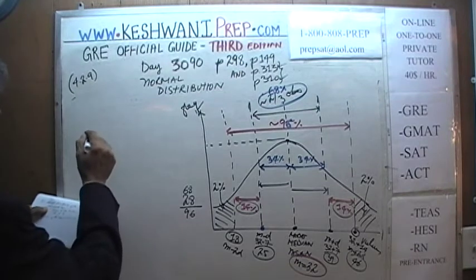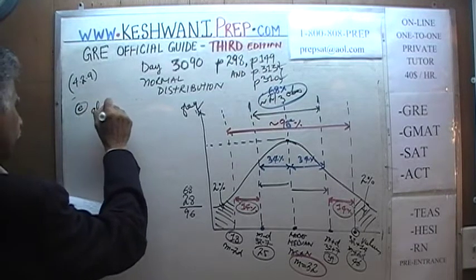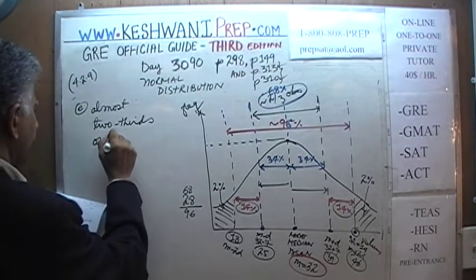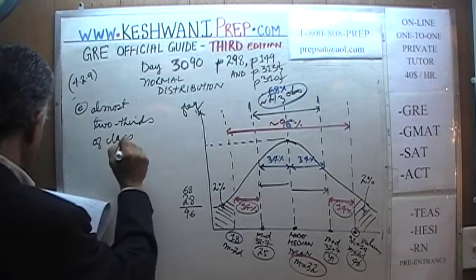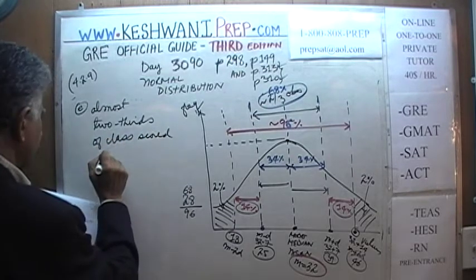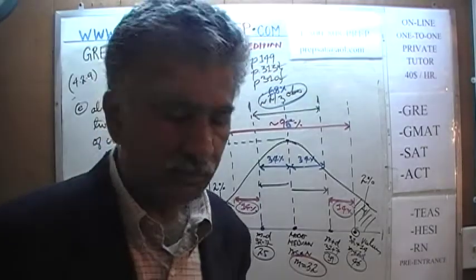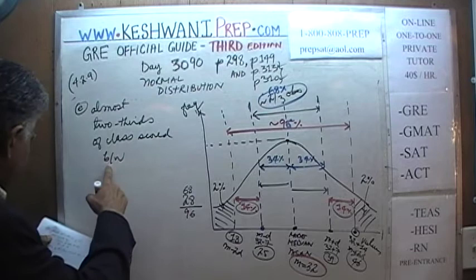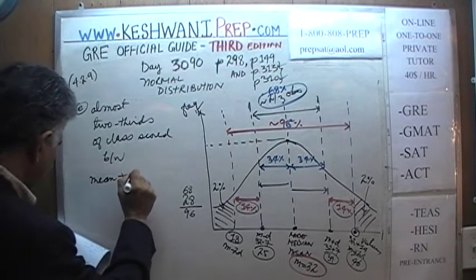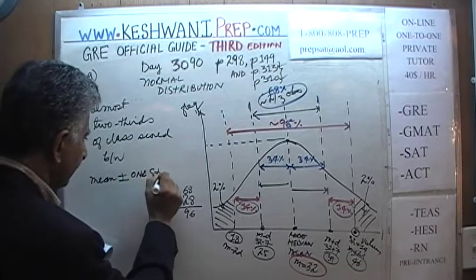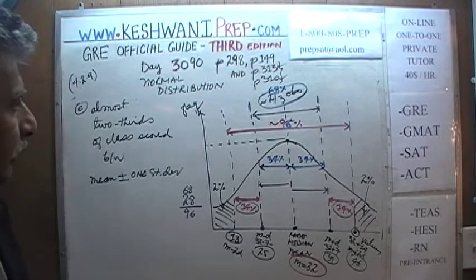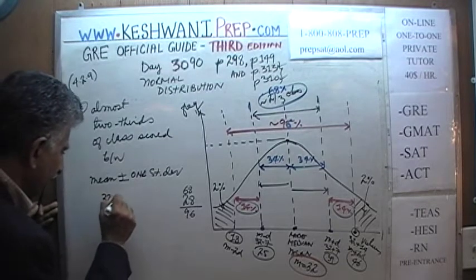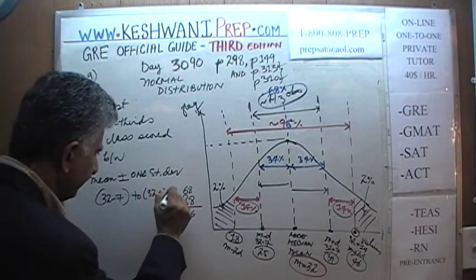Part E: almost 2/3 of the class, I left out the article, that's okay, scored between what two values? The answer is, almost 2/3 of the class scored between the mean minus one standard deviation and the mean plus one standard deviation. Even though we know it's 68%, we are saying approximately 2/3. There you go. In other words, 32 minus 7 to 32 plus 7. We just discussed it right here.